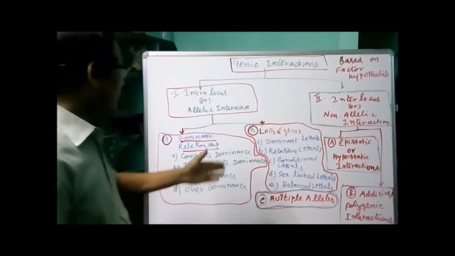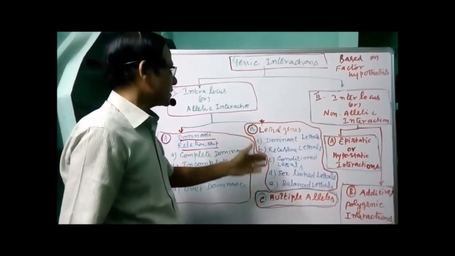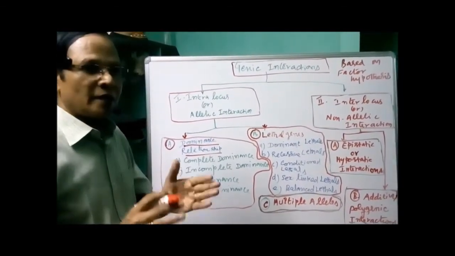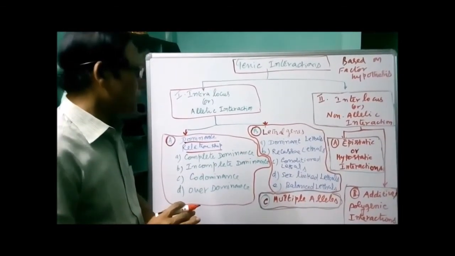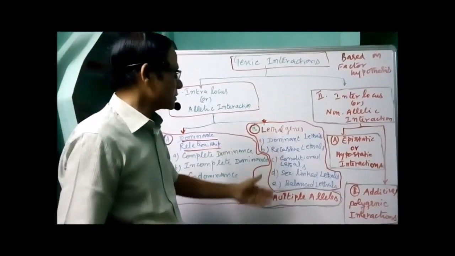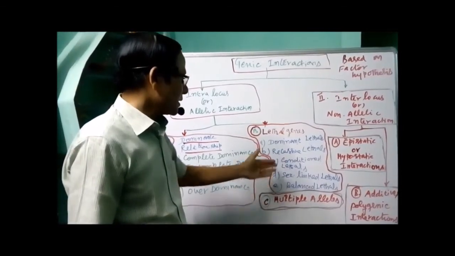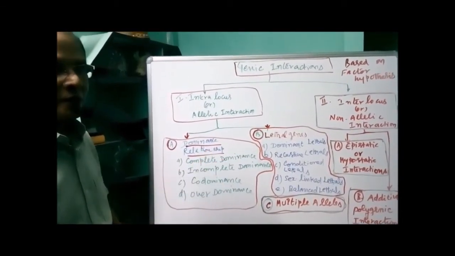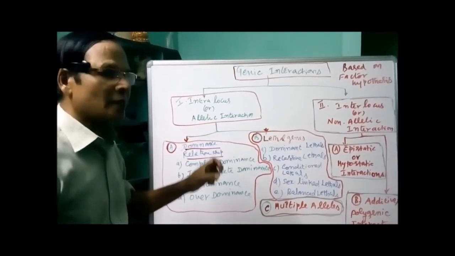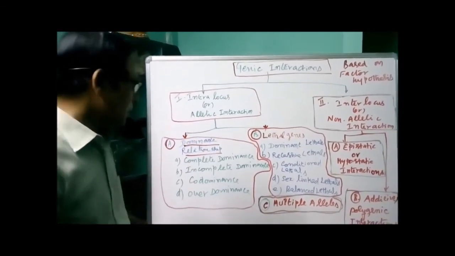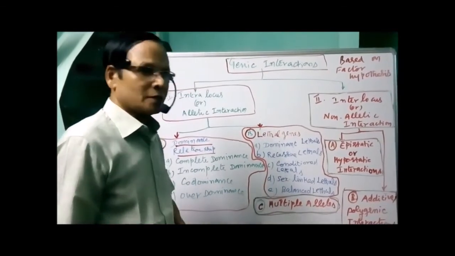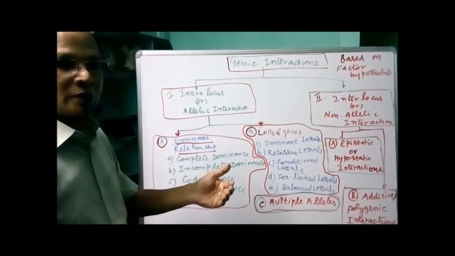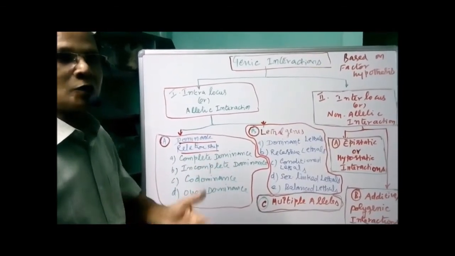Likewise, the second type of intragenic interactions is lethal genes. Lethal means a killing effect, and the types are dominant lethals, recessive lethals, conditioned lethals, sex-linked lethals, and balanced lethals. The last one is multiple alleles, which also comes under intragenic interactions. The best example, which you studied already, is the blood group.